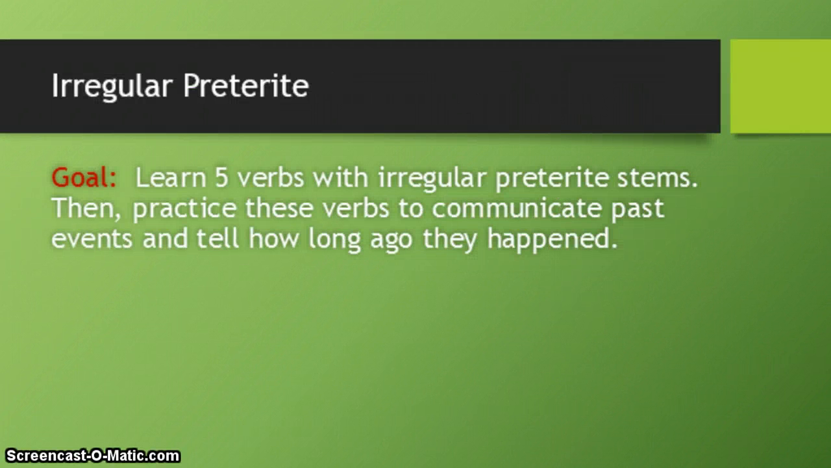So we are going to focus on preterite, specifically some of the irregular forms in the preterite tense. Our focus for this video and our goal is to learn 5 verbs with irregular preterite stems. Then we'll practice these verbs to communicate past events and tell how long ago they happened.